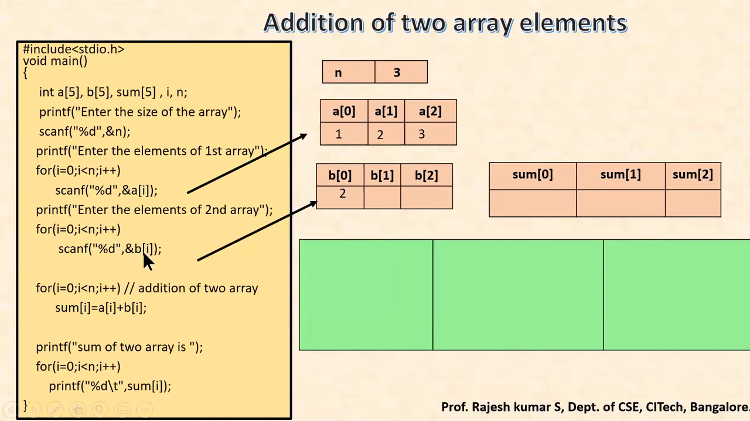The second value I enter will be stored at the location b of 1. Again, i gets incremented. i will become 2. 2 is less than 3. The condition is true. Then the third value I enter will be stored at b of 2. We have stored the third value.